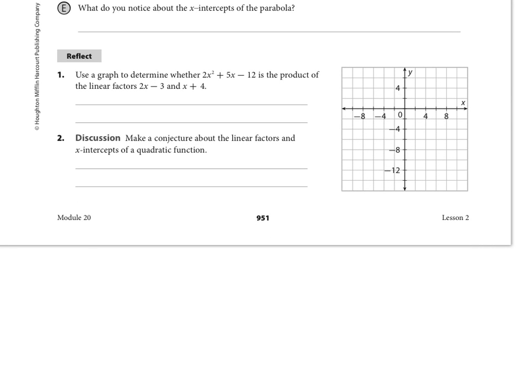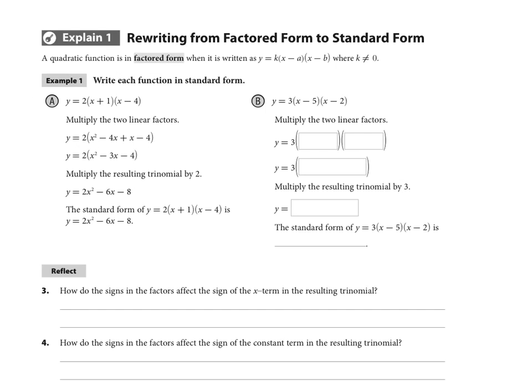It says use a graph to determine whether 2x squared plus 5x minus 12 is the product of the linear factors 2x minus 3 and x plus 4. Okay, how could you do that? A couple ways, and we'll see this in the examples, but one way you could do that is just to multiply these and see if you end up with this, and that's going to be part of what we do. So here it is asking you to take this one and write it in standard form. So you got to do the product, doing FOIL or distributive or Punnett square or whatever, then distribute the 2, and then here is your standard form.